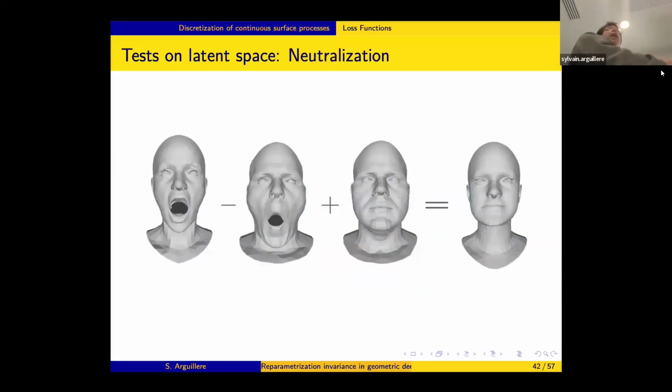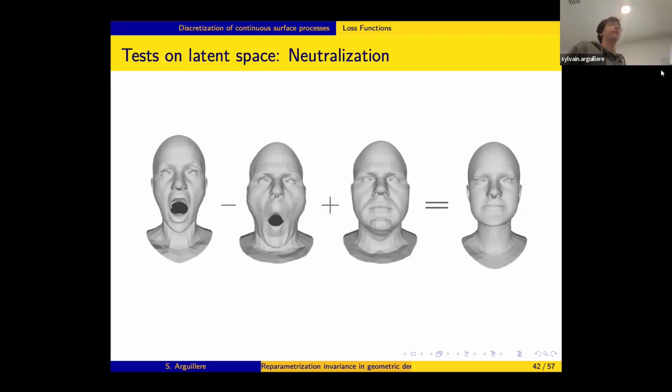And you can do some sort of arithmetic on the latent space. So if you encode a face and you know its expression, and you encode another face with the same expression, and you take the difference between the two codes, but then you add some other expression, such as the neutral expression, you get something that looks like a neutral expression on the original face.